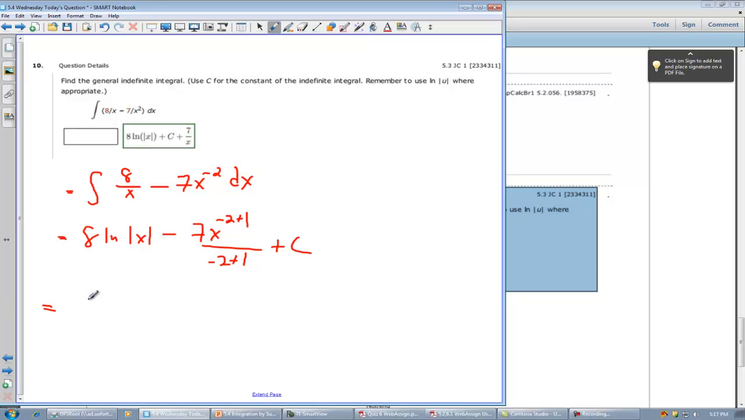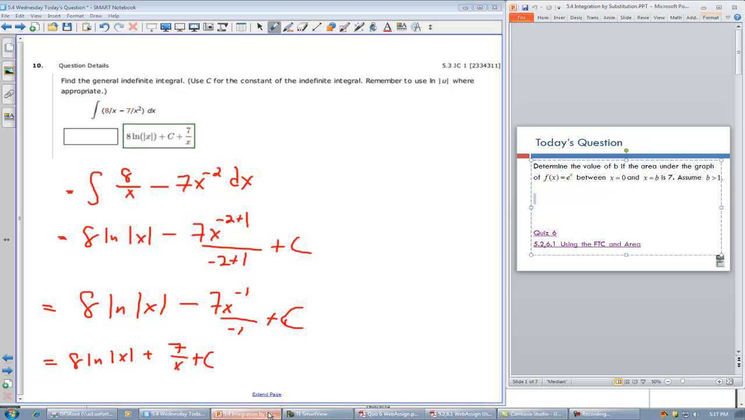And so this is equal to 8 ln, absolute value of x. And then I have minus 7x to the negative 1, right? Negative 2 plus 1 is a negative 1, divided by negative 1 plus c. And I can just rewrite that as 8 ln, absolute value of x, minus a minus is a plus, and I can write this as 7 over x, because the exponent's negative, plus c.